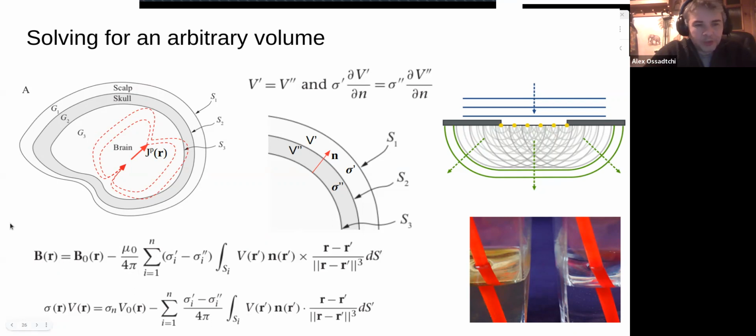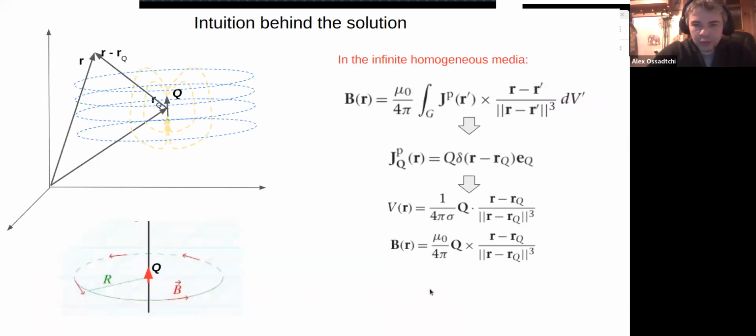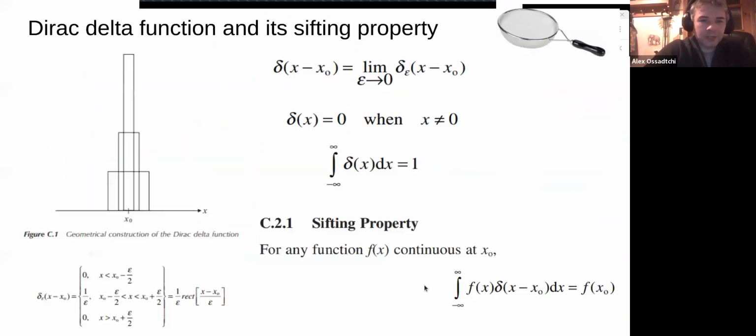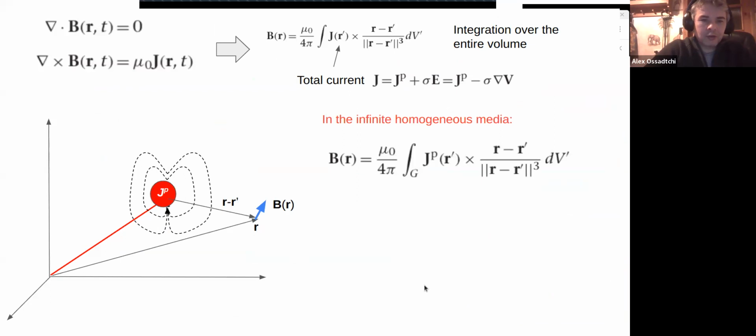I will not go into details, because then I give you simplifications which make things much simpler. So the magnetic field outside this volume, somewhere here at location R, is equal to the magnetic field due to, assuming that the whole medium has the same conductivity as the innermost volume conductivity. This is B0 of R, so the main term is still this. You basically assume that there's no head.